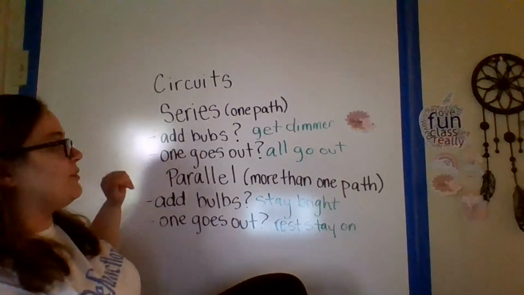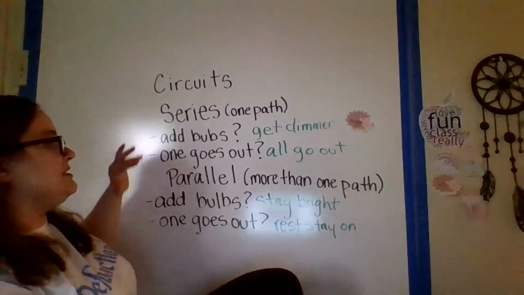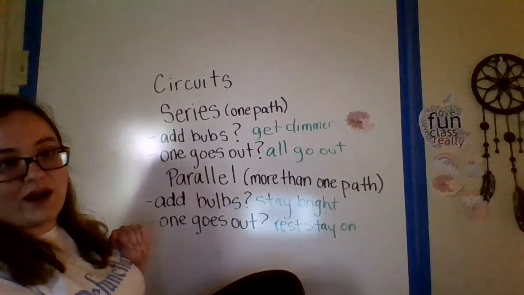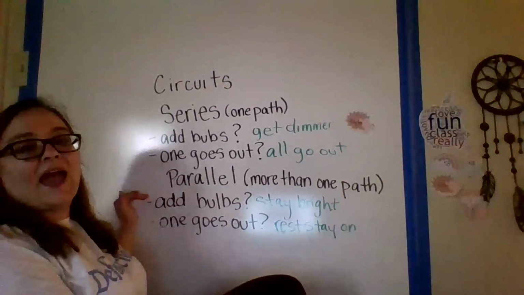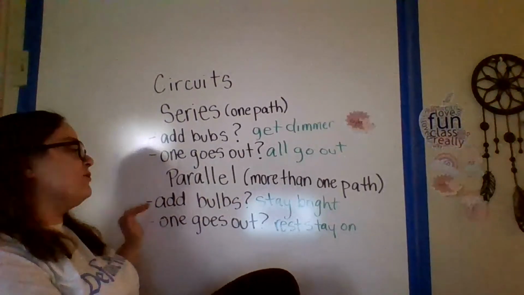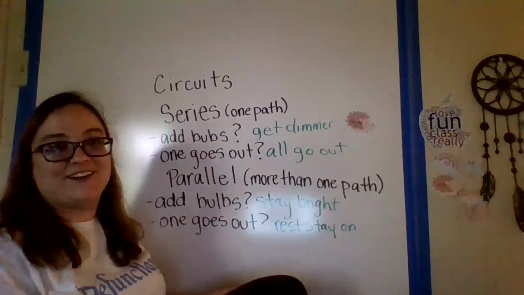So pause and get that information into your Venn diagram. So one pathway, you add a bulb, it gets dimmer. One goes out, they all go out for series. And then parallel is more than one pathway. Add bulbs and they stay bright. If one goes out, the rest stay on.